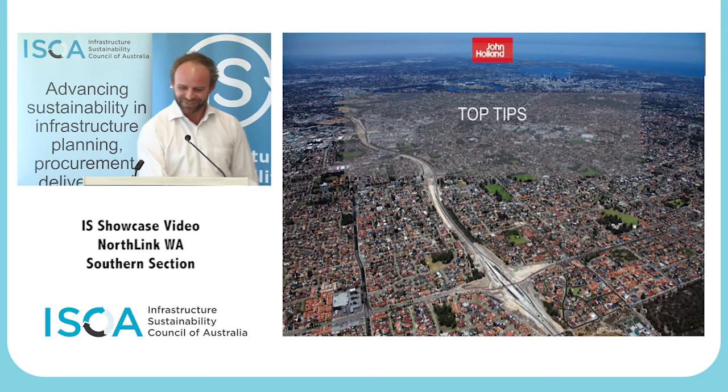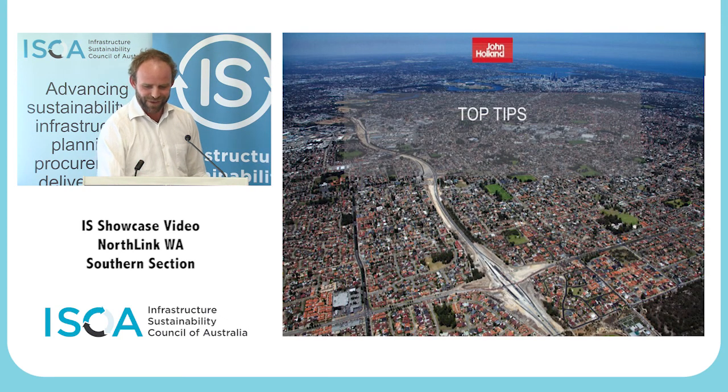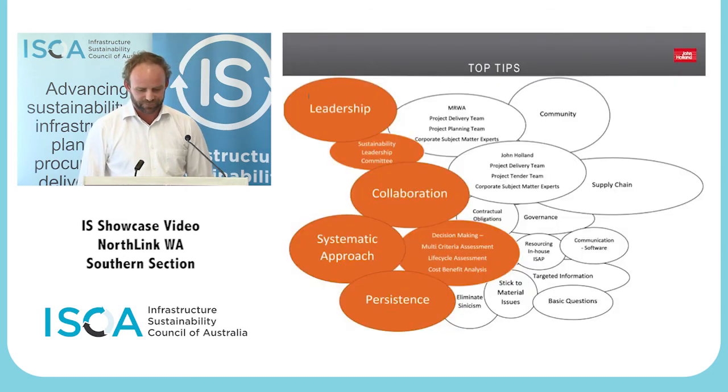All right, top tips. So here we've got a bit of a mind map, and apologies if it's a little bit confusing. The main things to look at are the orange bubbles with large text, and I'll try and work through those. As always, with all things, leadership is critical. I think both Main Roads and John Holland are striving to lead in this area on a corporate level.